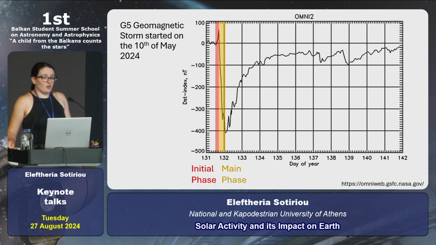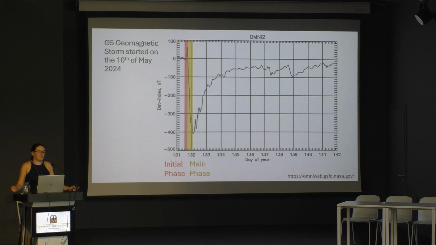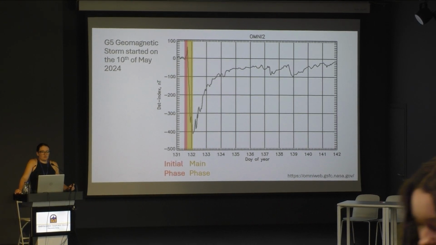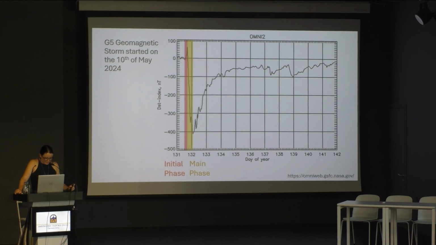The minimum of the DST index down there is basically the value that shows us if it's a strong storm or not. On this day, it reached about minus 420 nanoteslas, which makes it a really strong storm. It's a G5, as I have written up there, on a scale from 1 to 5, with 5 being the strongest.